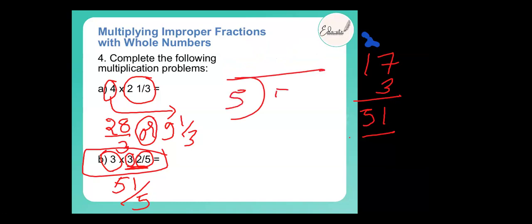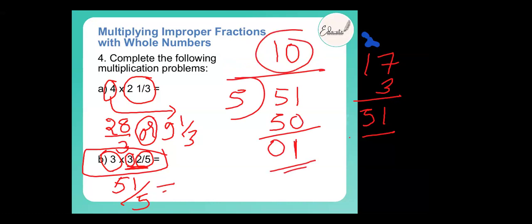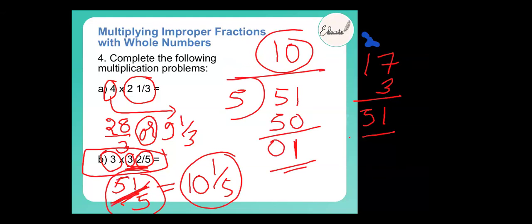51 divided by 5. 5 times 1 is 5. What is the remainder? 1 is the remainder. So what do you do? You write 0 here. So what would be the answer? 5 times 10 is 50, right? Then 1 is the remainder. Then that equals 10 and 1 by 5. You can write it in this way, or you can write it as 51 by 5. Okay, Anis? It is 51 by 5 or 10 1 by 5. Understood?